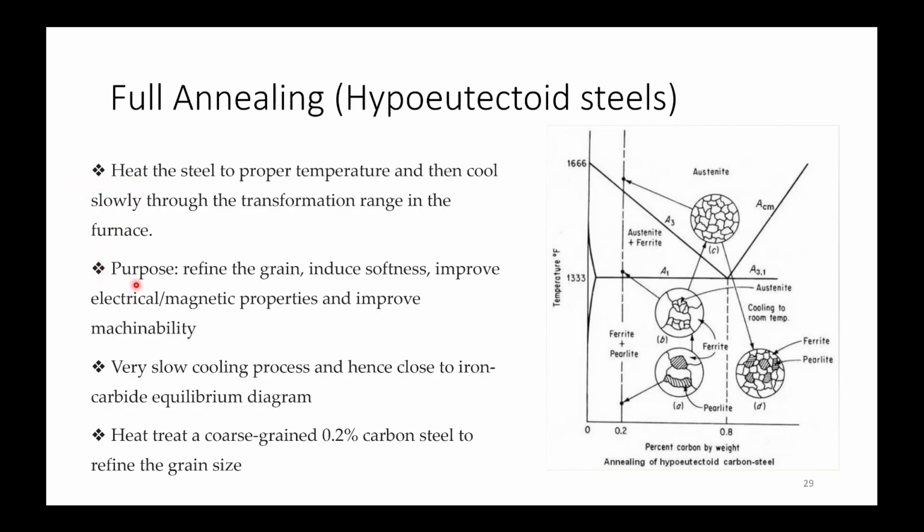The purpose of annealing is to refine the grain, induce softness, improve electrical or magnetic properties, and to improve machinability. This is a very slow cooling process, hence close to the iron carbide equilibrium diagram. The microstructure that will form here can be seen in your iron carbon diagram. Heat treat a coarse grained 0.2% carbon steel to refine the grain size.